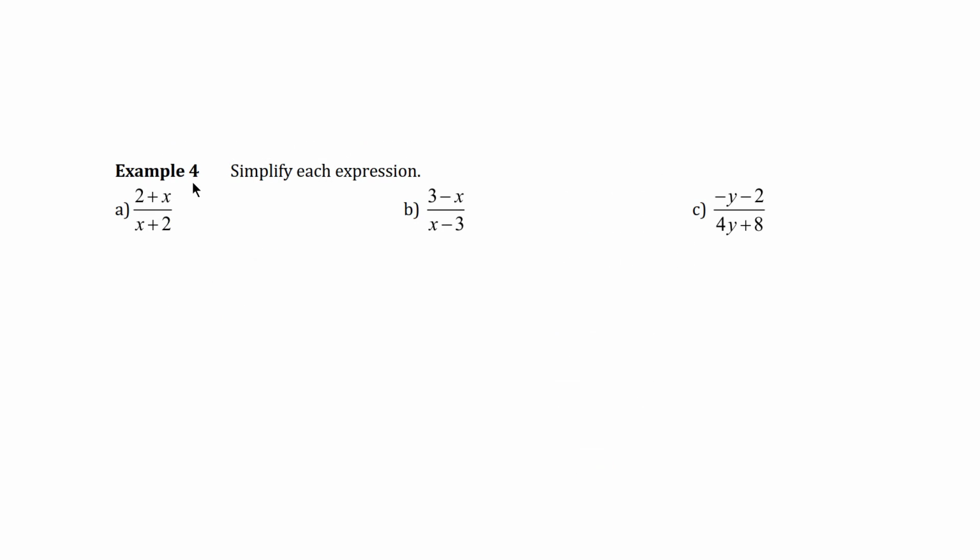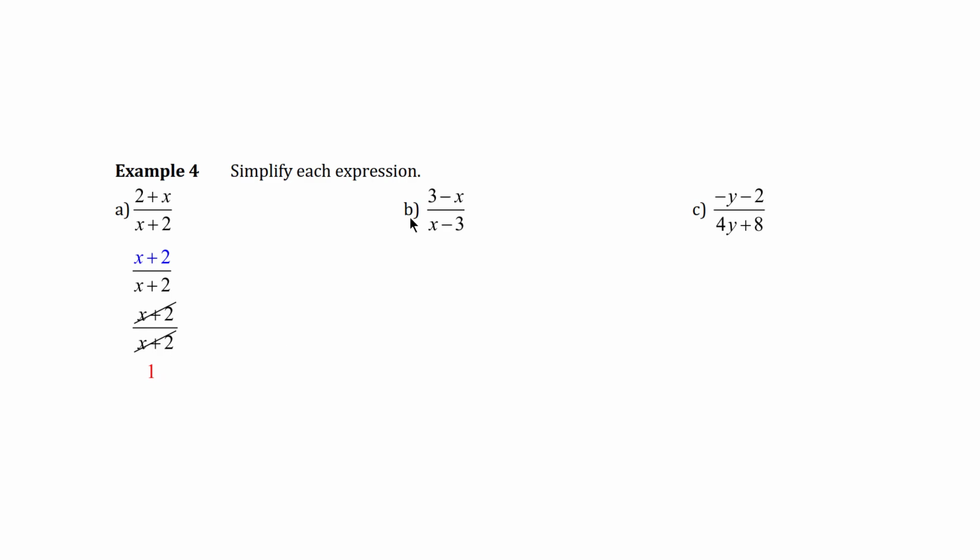For example number 4, simplify each expression. For part A, we have 2 plus x divided by x plus 2. What we could do is just rearrange the terms on the numerator. This will give us x plus 2 divided by x plus 2. Now we could see that we could just cancel out the x plus 2 on the numerator and the denominator, which will give us 1.